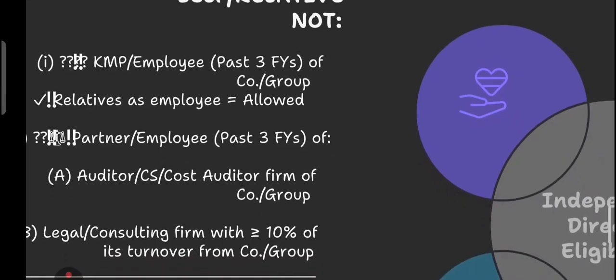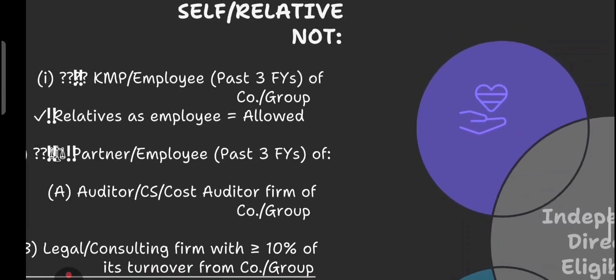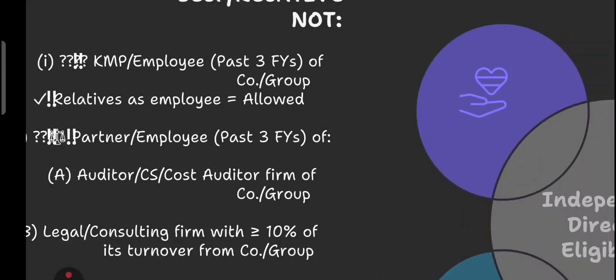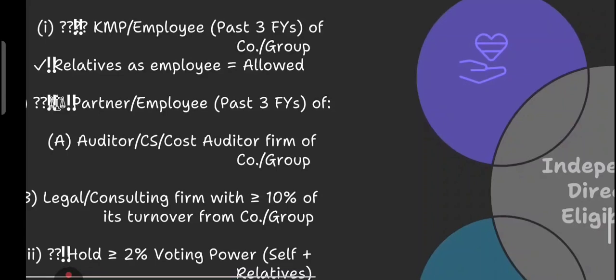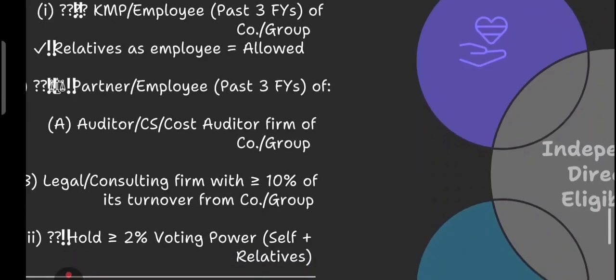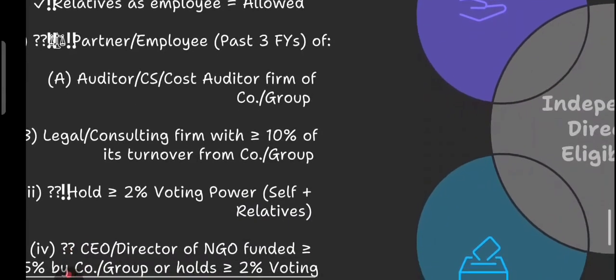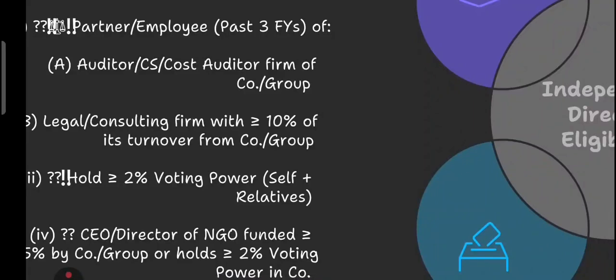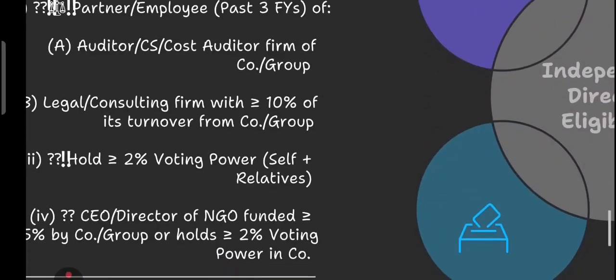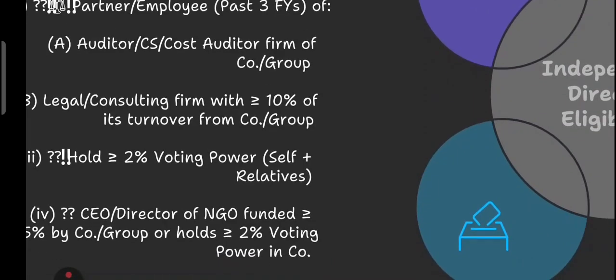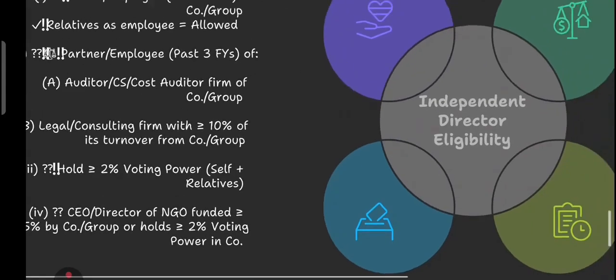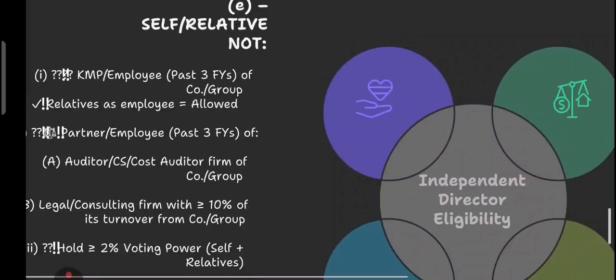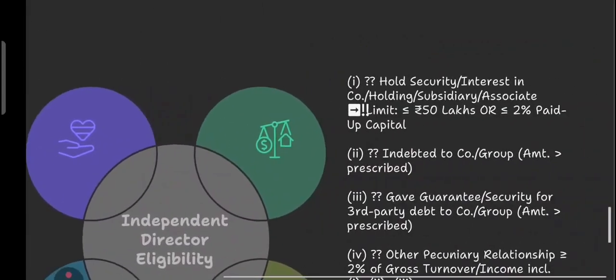Then partner or employee of the company audit or consulting firm, he should not be, right? He should not be the partner or employee of the company audit or consulting firm in the past 3 years. He should not be a consultant legal firm earning 10% or more of its income from the company. He should not have more than 2% voting power in the company. He should not be a CEO or director of an NGO that gets 25% or more of its fund from the company. So these are the things that a director cannot be, right? Or relative cannot be. Self or relative cannot be.